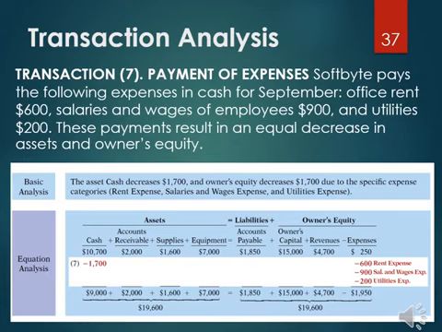Transaction 7. Payment of expenses. SoftBite pays the following expenses in cash for September: office rent $600, salaries and wages of employees $900, and utilities $200. These payments result in an equal decrease in assets and owner's equity.